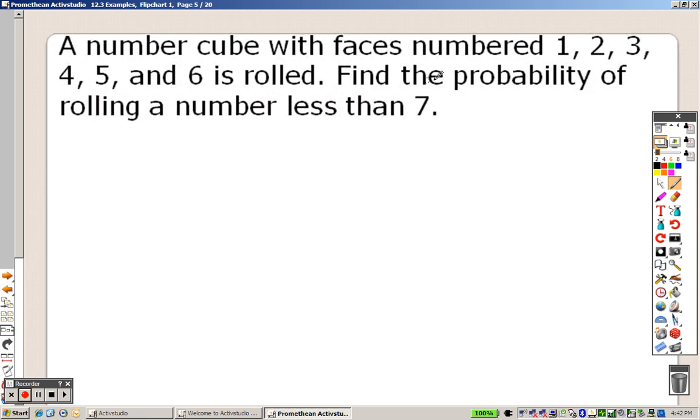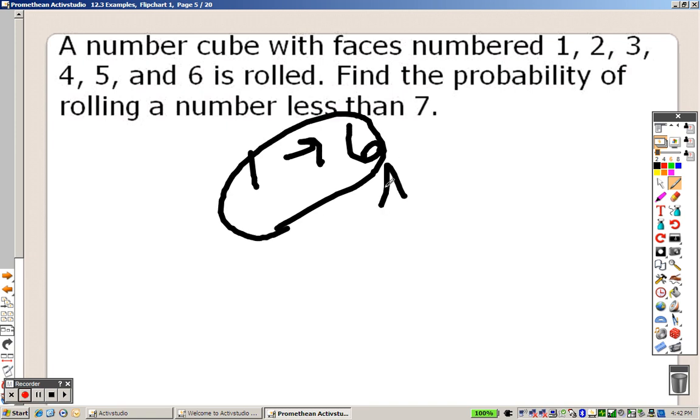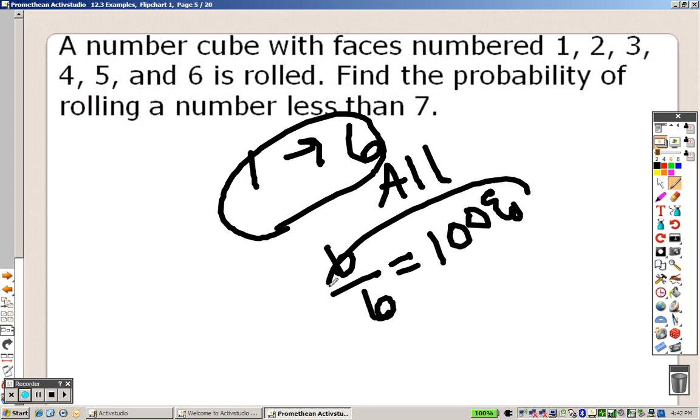A number cube with faces numbered 1, 2, 3, 4, 5, 6 is rolled. Find the probability of rolling a number less than 7. Well, how many numbers are on a die? 1 through 6, right? All of them are less than 7. So 6 out of 6, or 100%, is your answer to that problem.